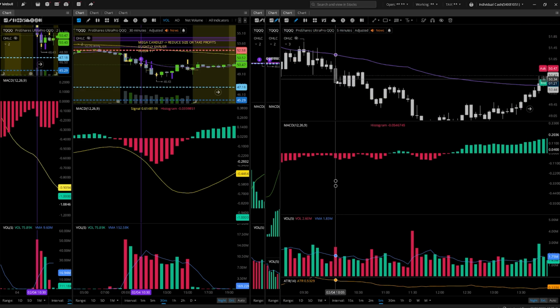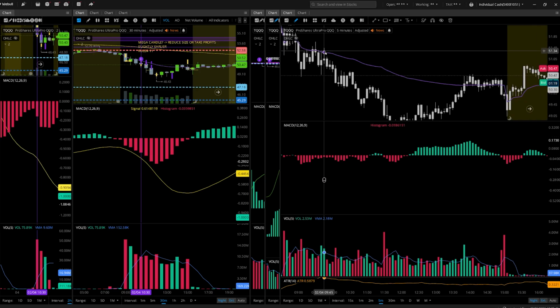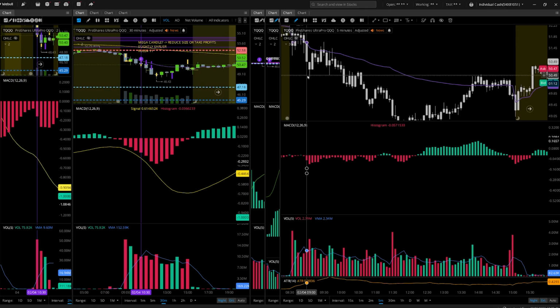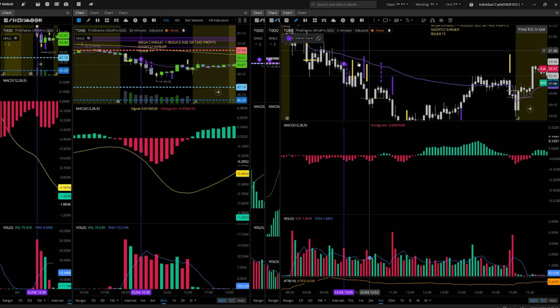This candle right here was the entry. We rejected off of VWAP. We're looking for shorts. We rejected. We're going away from VWAP. We are breaking the previous lows. Here's a low. Here's a low. We're breaking these lows. This is the candle right here. This was the entry.